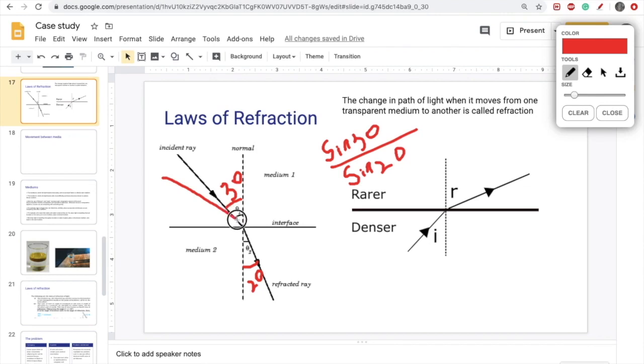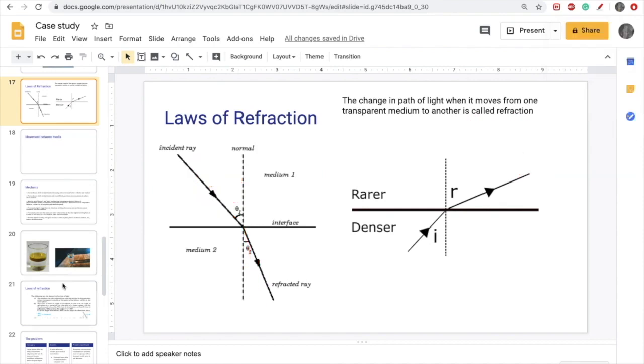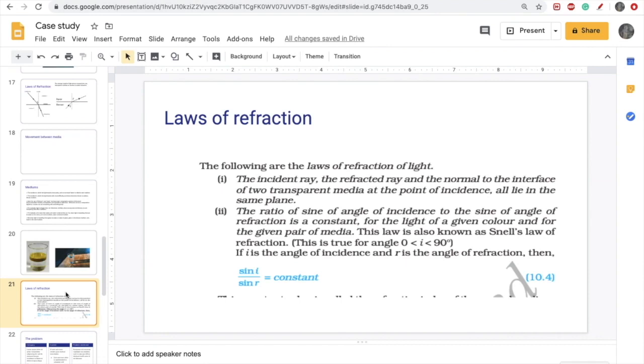Now if it comes at some other angle, for example 50 degrees, then it will bend in such a manner that whatever angle it bends at, let us assume it becomes theta. Then this constant will again be equal to sine of angle of incidence, sine 50, divided by sine of angle of refraction, sine theta. So if it comes at one angle and goes at one angle, the ratio of the sines of those two angles will always remain constant. This is a very nice law. Now we can find out the angle at which it will do that.